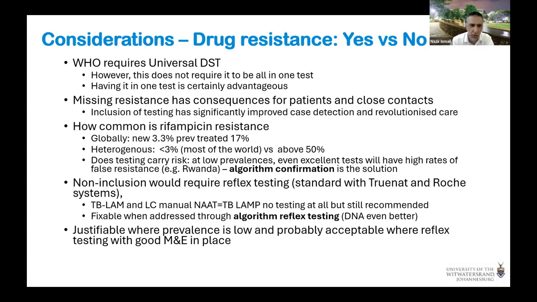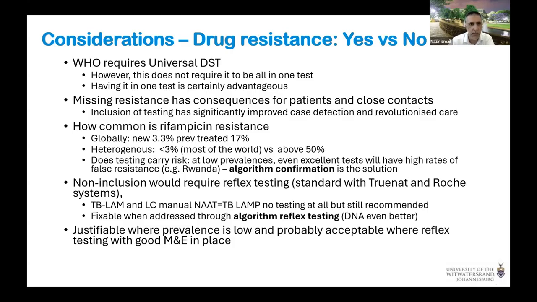It's interesting, even the Truenat and the Roche assays for TB, which are also automated systems, actually have a built-in reflex. It detects TB and then takes the DNA for another test. So it's not untoward, so long as we have a reflex confirmatory algorithm that can address these gaps. But having said that, we know in the real world, often gaps just permeate and become worse. So it's not just having the algorithm, but actually having the M&E in place to make sure that every person diagnosed with TB got the rifampicin test, and actually identify where the problems are and solve them.